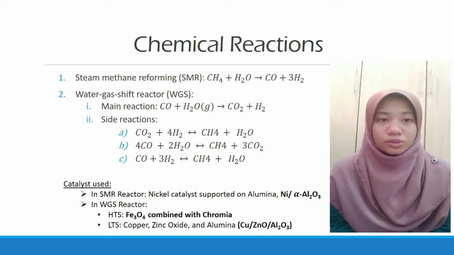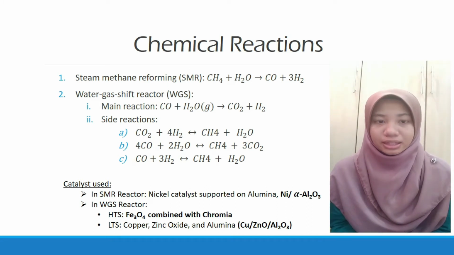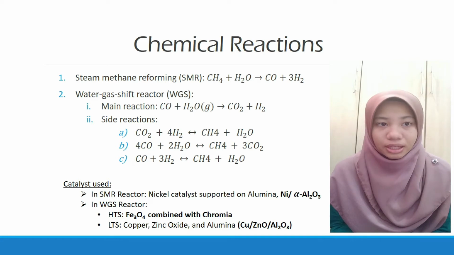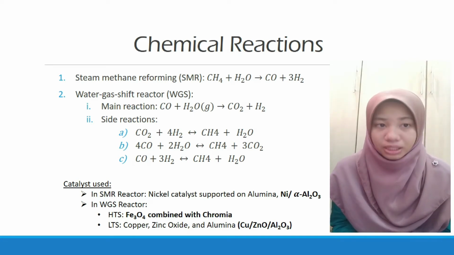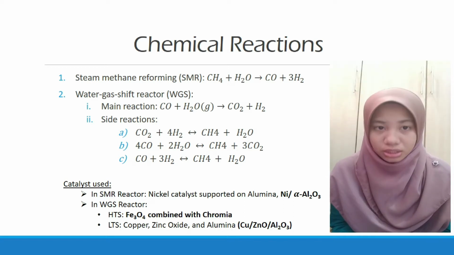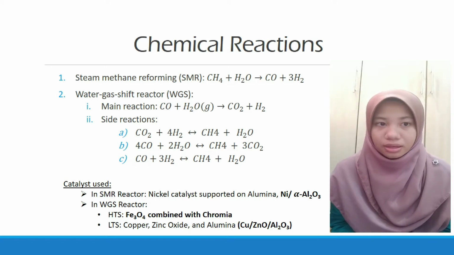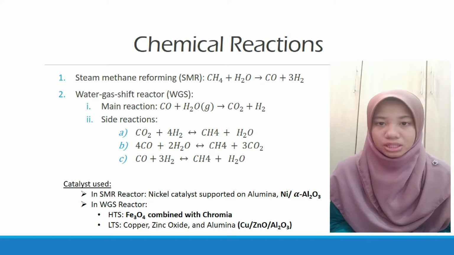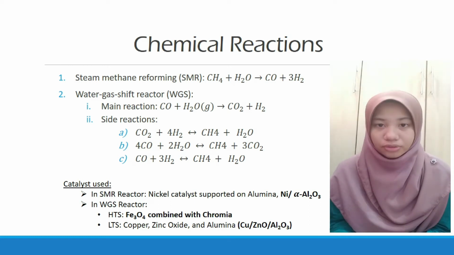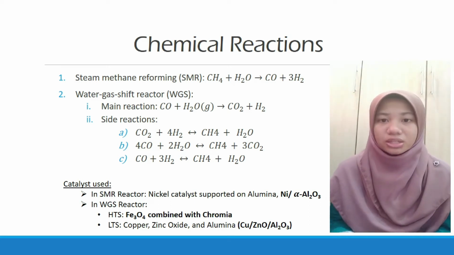So the catalyst used for the SMR reaction is nickel catalyst supported on alumina. The catalyst is most widely used in the SMR process because of its high reactivity, it can withstand very high temperature, and exhibits good mechanical strength. While iron-based and copper-based catalysts are typically used in industry for HTS and LTS operation, which is high temperature shift and low temperature shift in the WGS reactor.